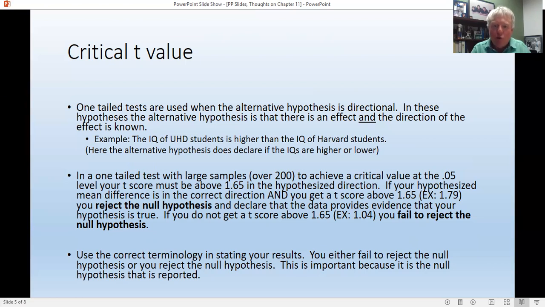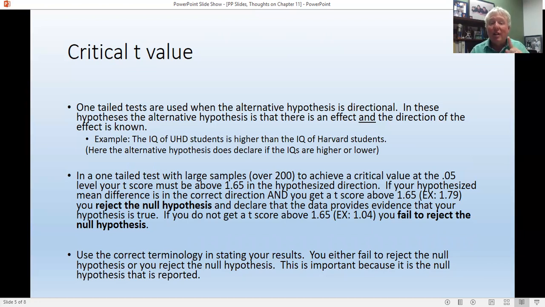It's important that you use the correct terminology in stating your results. You either fail to reject the null hypothesis or you reject the null hypothesis. Don't say the alternative hypothesis is true. That is not the correct terminology. You can say the evidence supports the alternative hypothesis, but don't say it's true. You haven't proven that it's true. So you have two results: either fail to reject the null hypothesis or reject the null hypothesis.